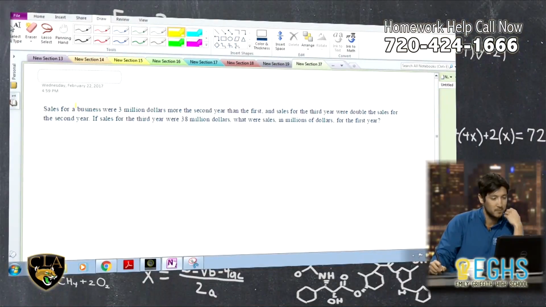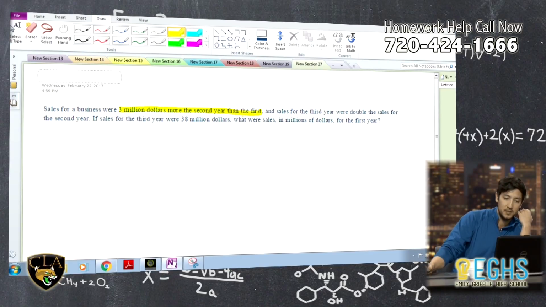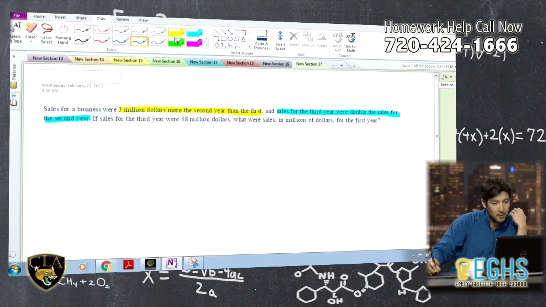So I'm going to highlight, like Becca did, the important information. Sales for a business were $3 million more the second year than the first. Sales for the third year were double the sales for the second year. If sales for the third year, and I'm going to just do third year, were $38 million, what were sales for the first year? And I'll highlight that in yellow.